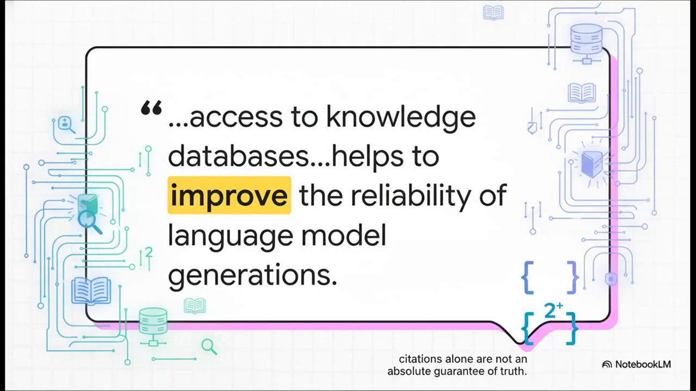And this isn't just a neat idea, it's a core principle for making AI safer. Major scientific reports on AI safety have confirmed that giving models access to knowledge databases is one of the best ways to improve reliability. But, and you knew there was a but coming, citations alone are not a silver bullet. They aren't an absolute guarantee of truth.